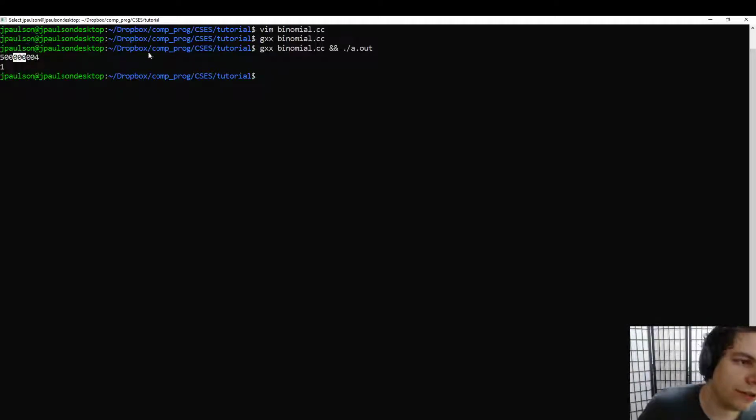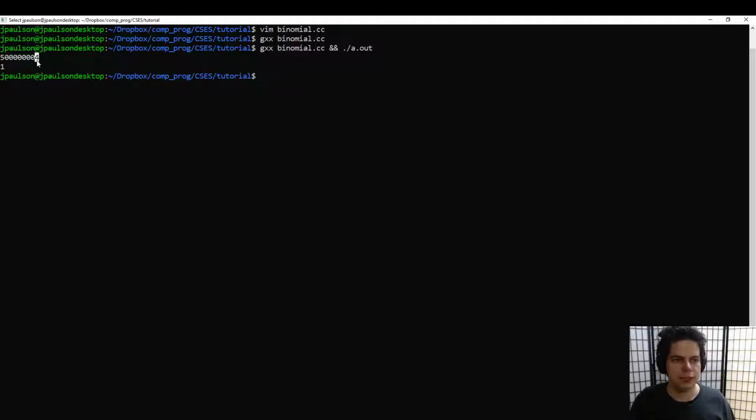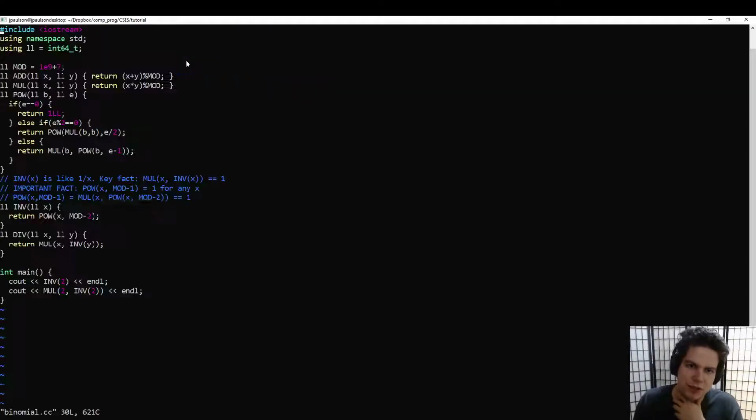500 million and 4. Because if you multiply 500,000,004 by 2, you get 1,000,000,008, and 1,000,000,008 modulo 1,000,000,007 is 1. So we can think of this number as being a half, even though it's also 500,000,004. There are sort of collisions because we only have 1,000,000,007 numbers to work with.